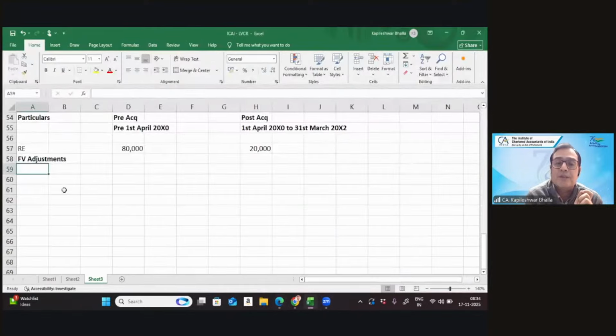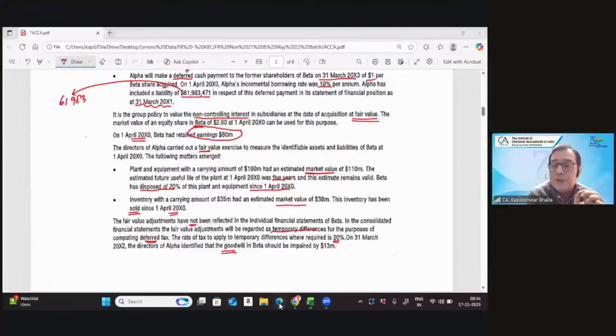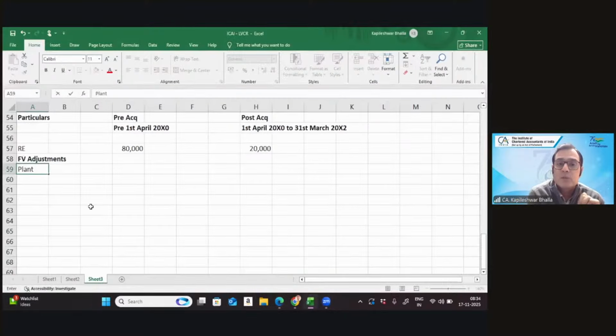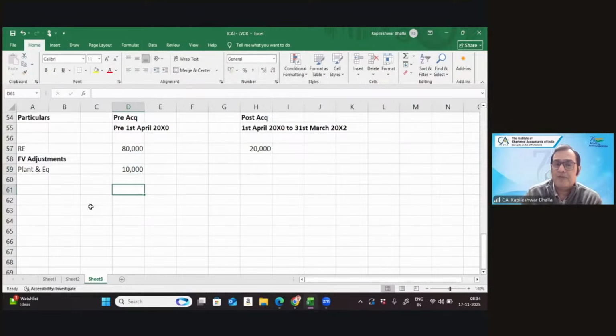So I think you can definitely tell me what is the fair value increase in terms of the plant. For the plant and equipment, there is an increase to the extent of 10 million. Wonderful. So we can take the plant and equipment. So we consider, first of all, there is an increase of 10 million, that's 10,000. And before we proceed further, I want to consider another input as well.